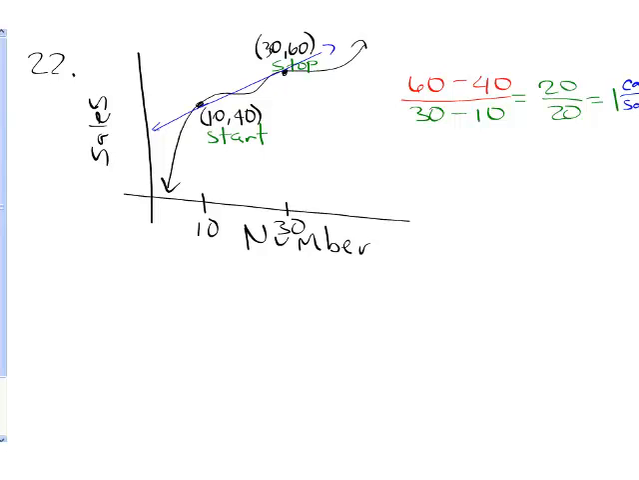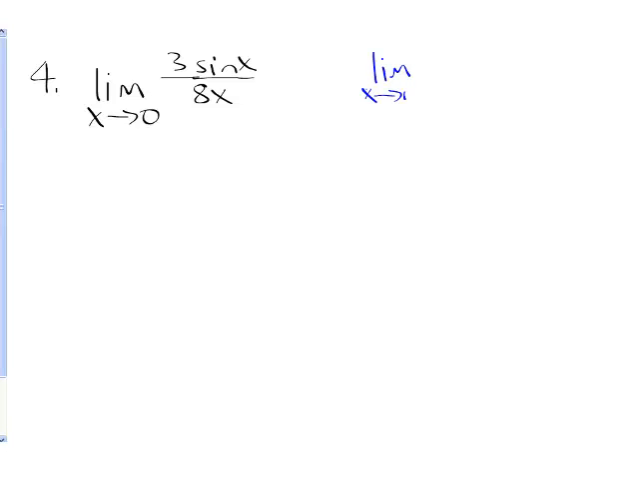Number 4. All right, number 4 just wants us to use some properties of limits. So the limit as x approaches 0 of 3 sine x over 8x. And on this, we're going to hold as gospel that the limit as x approaches 0 of sine x over x is 1. Period, end of story. We're going to learn why later.